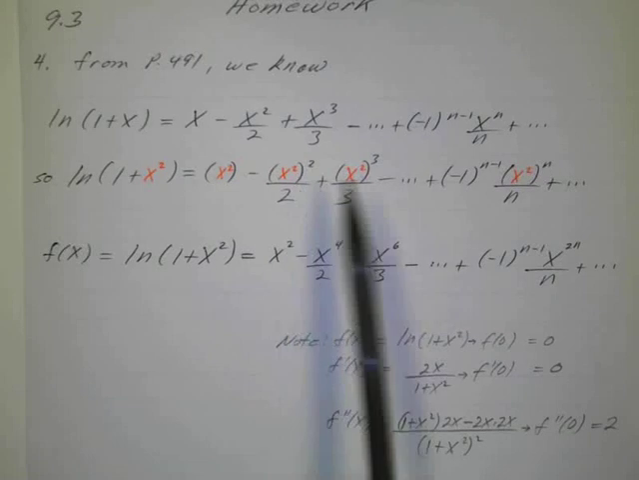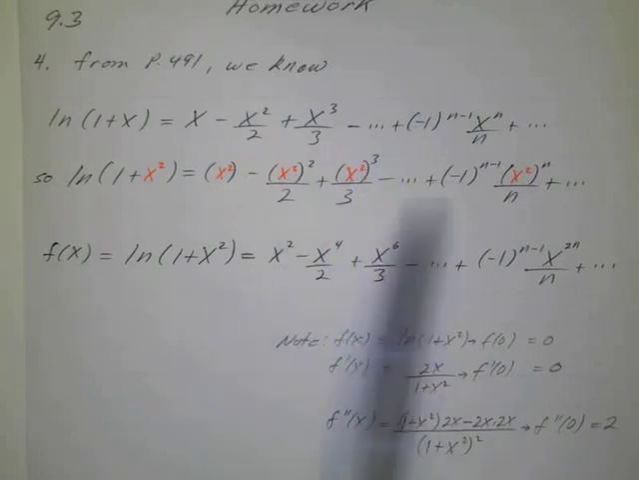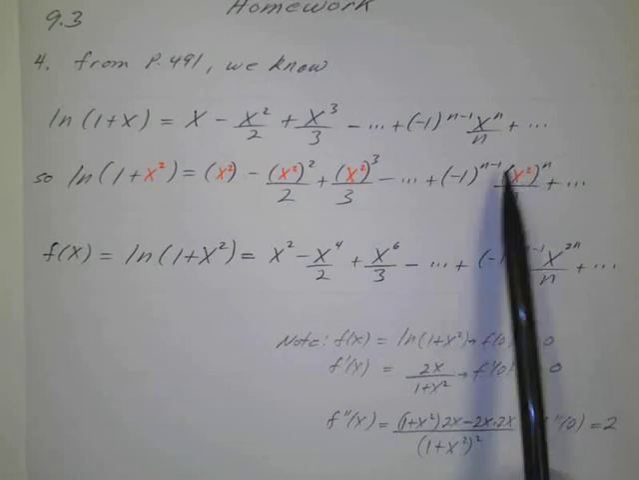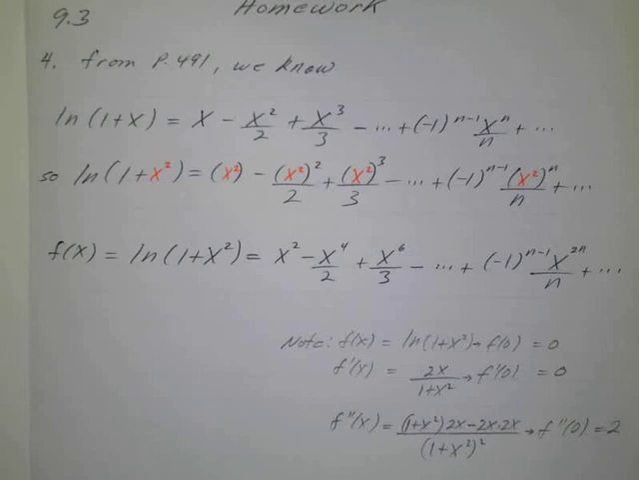I just worked it out a little bit here. X squared, to the third, is x to the 6, etc. And we put an x squared in the general term. The n stays the same, and the x term just becomes x to the 2n.